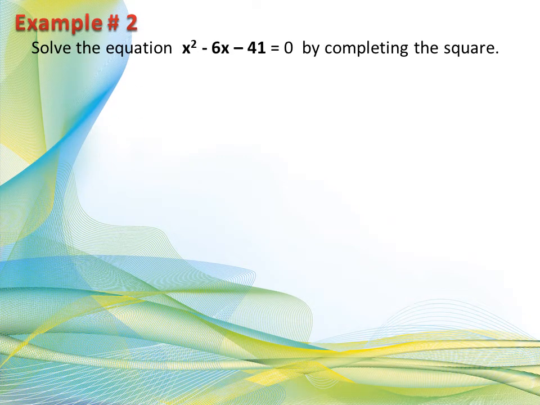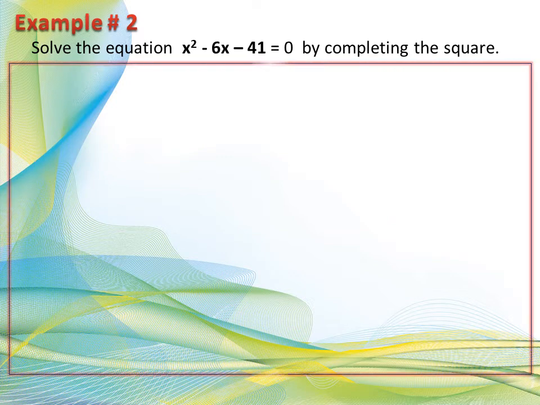So for example number 2, we have the equation x squared minus 6x minus 41 is equal to 0. So we're going to get the roots or solutions by completing the square. So for solution, step number 1, arrange into standard form. Naka-arrange naman siya. So copy na lang natin.